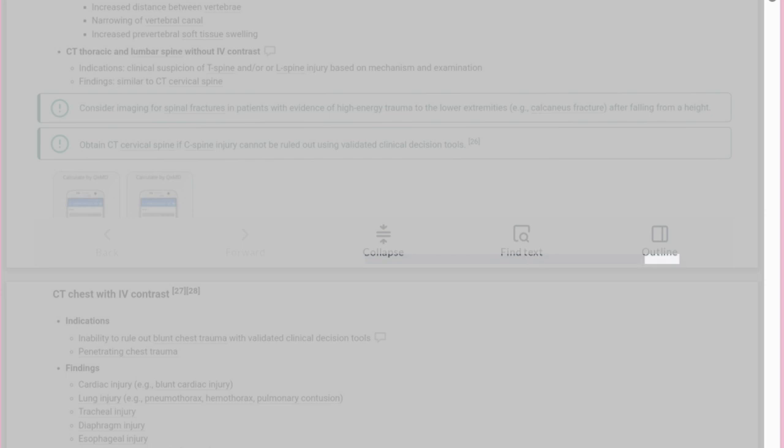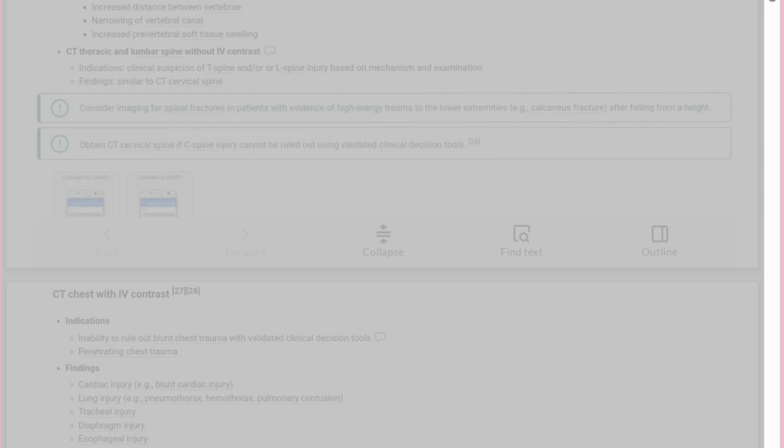CT chest with contrast. Indications: inability to rule out blunt chest trauma with validated clinical decision tools; penetrating chest trauma. Findings: cardiac injury, for example blunt cardiac injury; lung injury, for example pneumothorax, hemothorax, pulmonary contusion; tracheal injury; diaphragm injury; esophageal injury; chest wall injury, for example rib fracture.